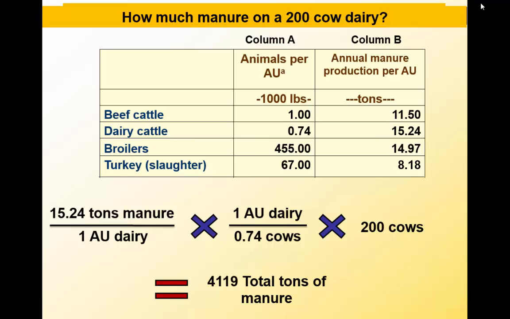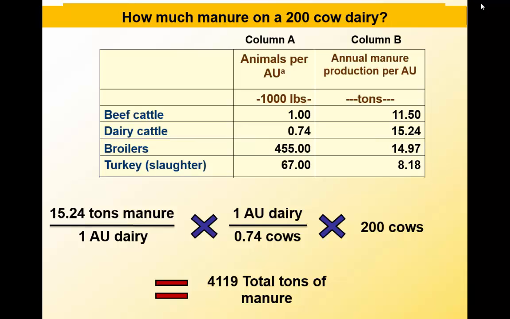Once you have this first number, this 15.24 tons of manure per 1 AU dairy, you have to cancel units. 2 divided by 2 is 1. An animal unit of dairy divided by an animal unit of dairy is 1. It disappears. Cow divided by cow disappears. Just the unit, like a meter over meter is 1. Kilogram over kilogram is 1. If you flip this, you would multiply cows and you'd have cows squared. I'm just talking about the units, not the actual numbers.